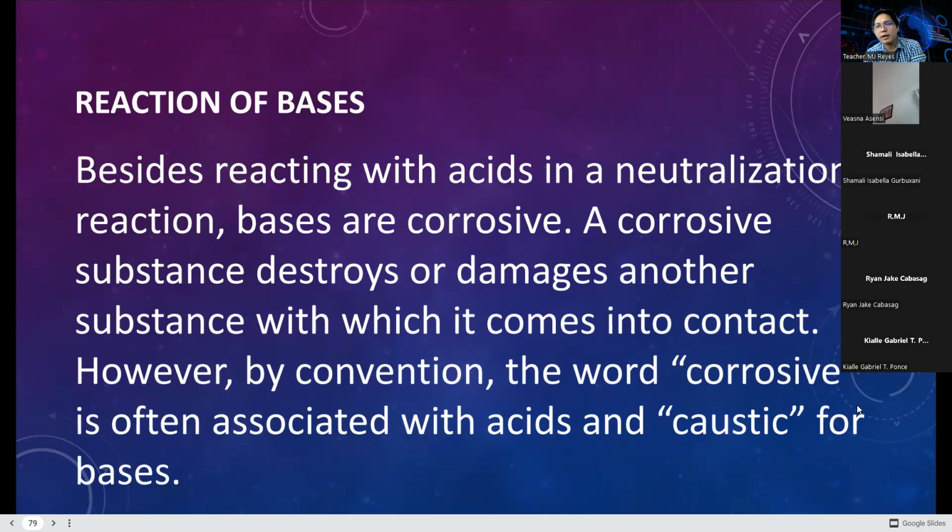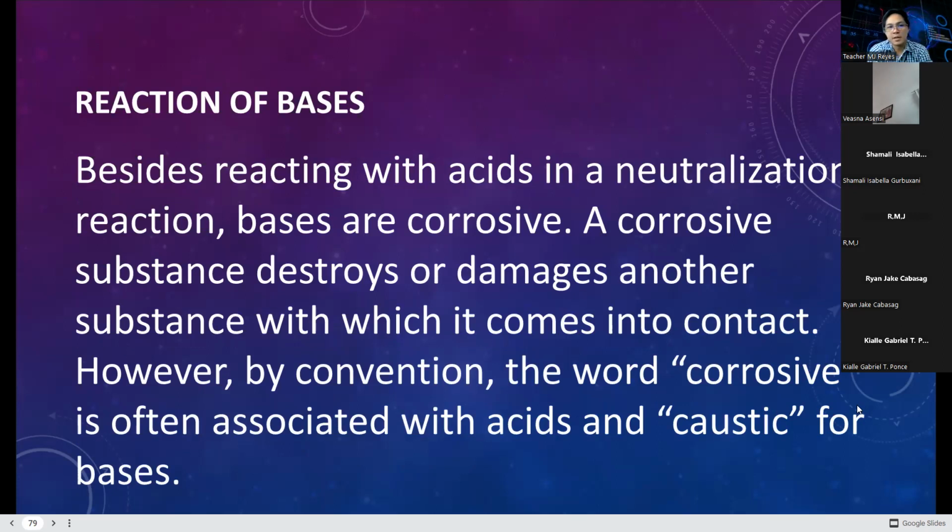Acid rain can also damage plants, like their leaves. If a plant is hit by acid rain, it will eventually die, and you can observe that the leaves have marks on them.